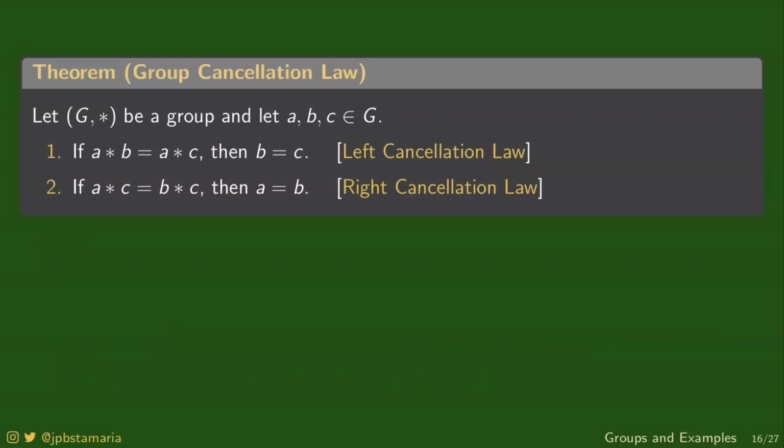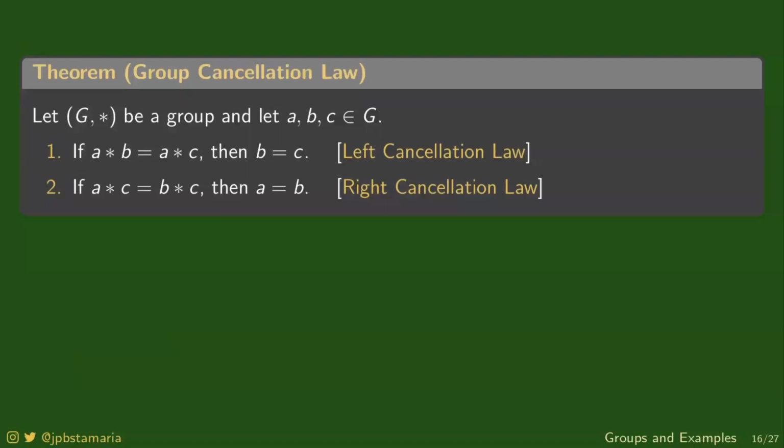So, that is abbreviated as LCL and RCL. What does it say? If you are in a group G, let's say G is a group, and the elements A, B, and C are in G, whenever the product A times B equals the product A times C, what can be concluded? It can be concluded that B is equal to C. You can cancel the A's. On the left. That's why it's the left cancellation law, because the canceled element is on the left.